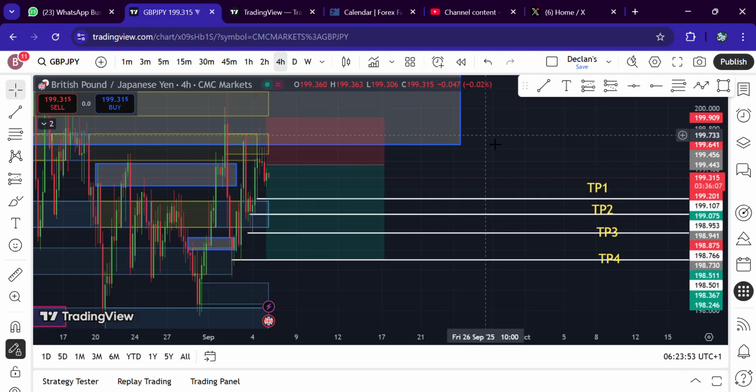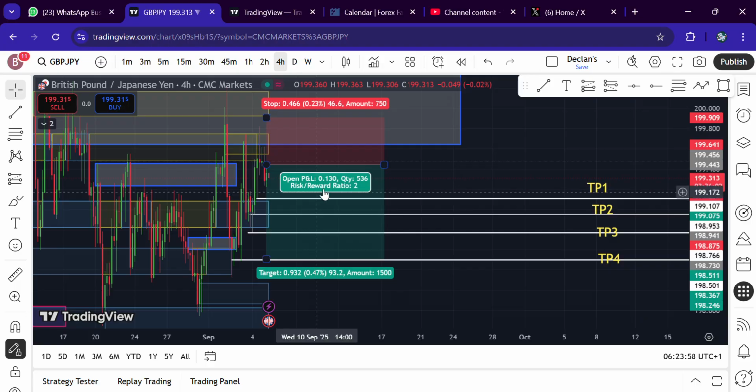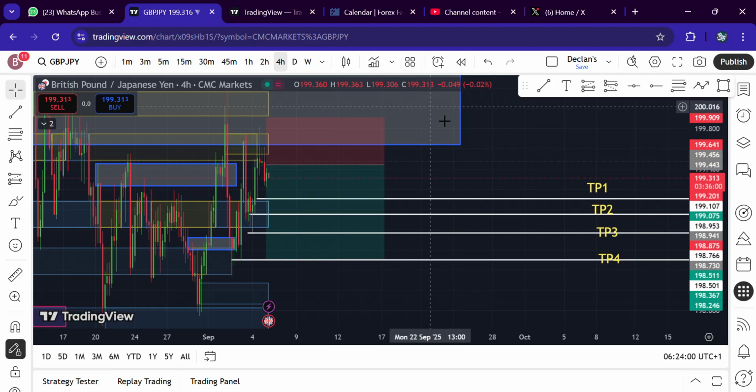So I'm going to be checking my analysis on. As you can see, I already have a sell setup for GBPJPY. So I'm going to be breaking down how I got the setup and how I got the bias for the sell.